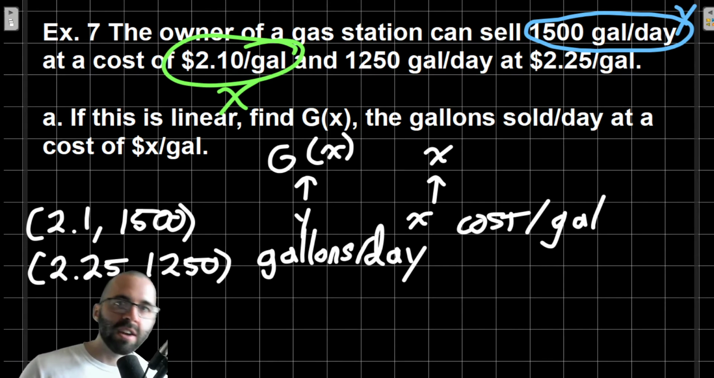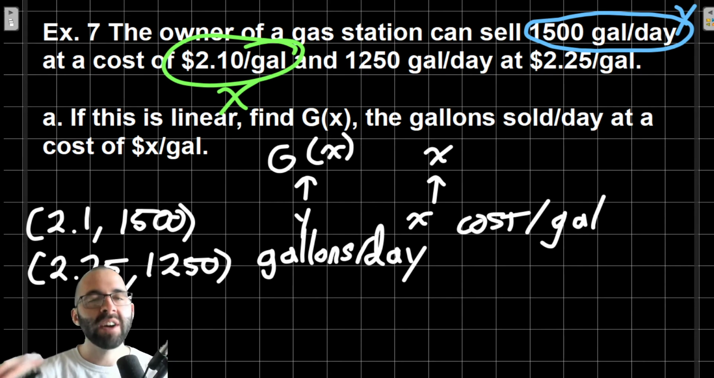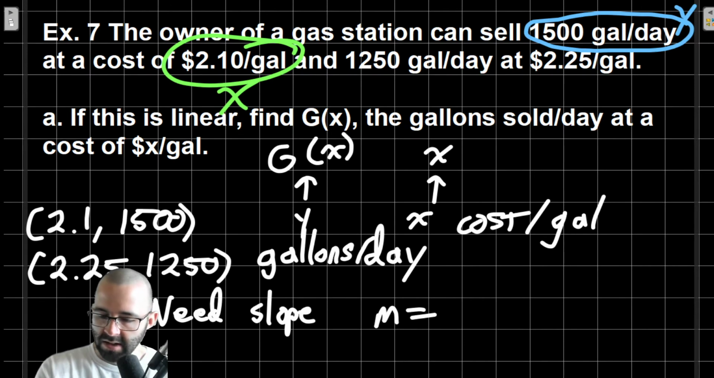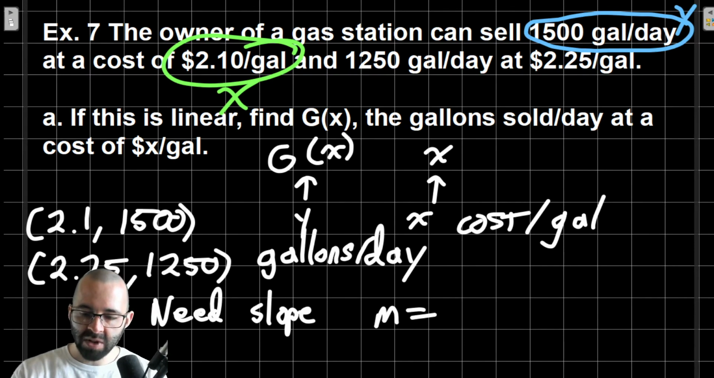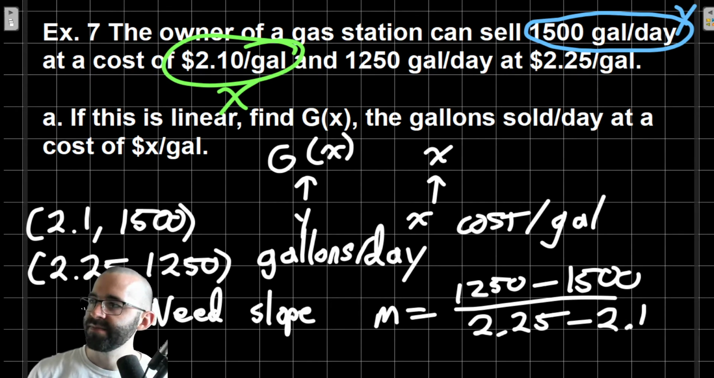We have 2 points. We need a line. Go back to video 1. We need to find the slope, and then we'll use point slope form. Okay? So we need the slope. Remember that m is rise over run. So you can subtract, let's say we'll subtract the bottom ones from the top ones. So the bottom y is 1,250. The top y is 1,500. The bottom x is 2.25. The top x is 2.1.